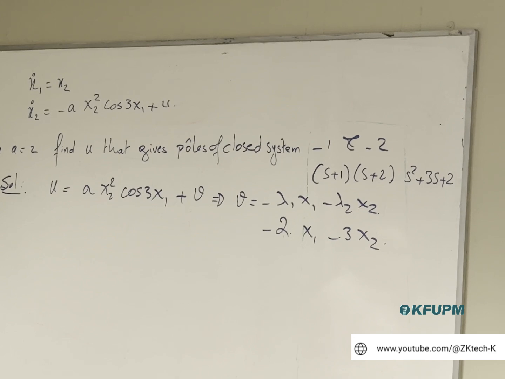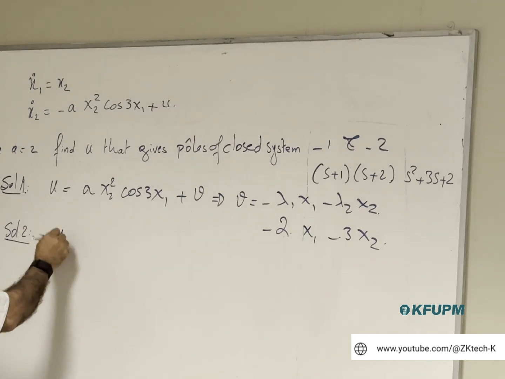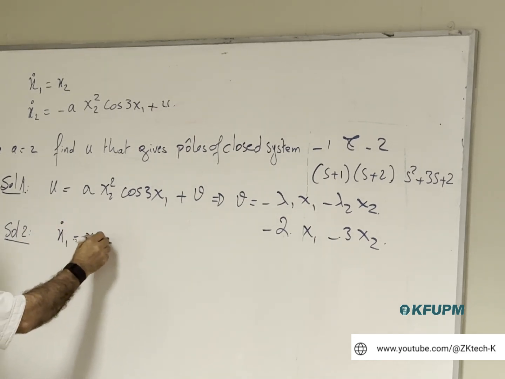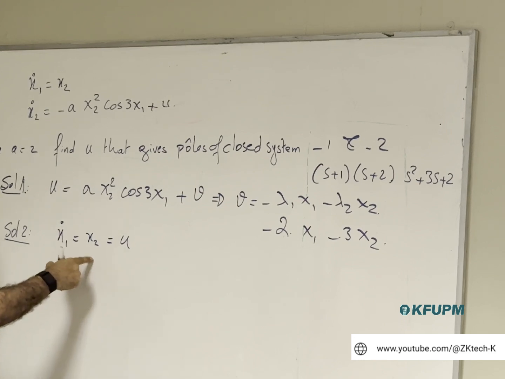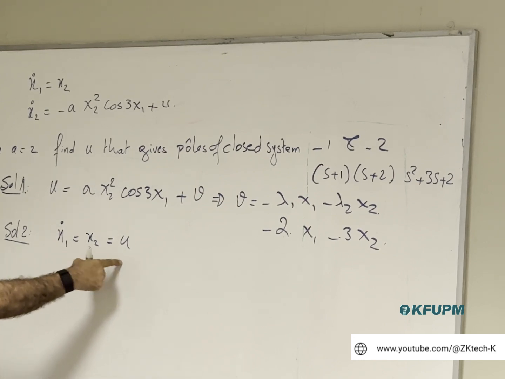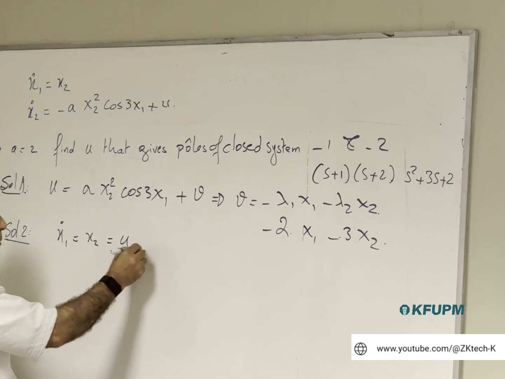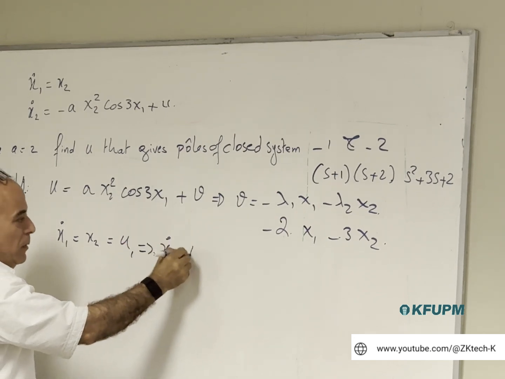Can we use backstepping here, or is it impossible? You can use backstepping. You can use whatever you want. Solution number 2: backstepping. It's a nonlinear controller, so I can say x1 prime is equal to x2. I can put this equal to u, or u1, whatever you want. So this will be x1 prime equal to u.